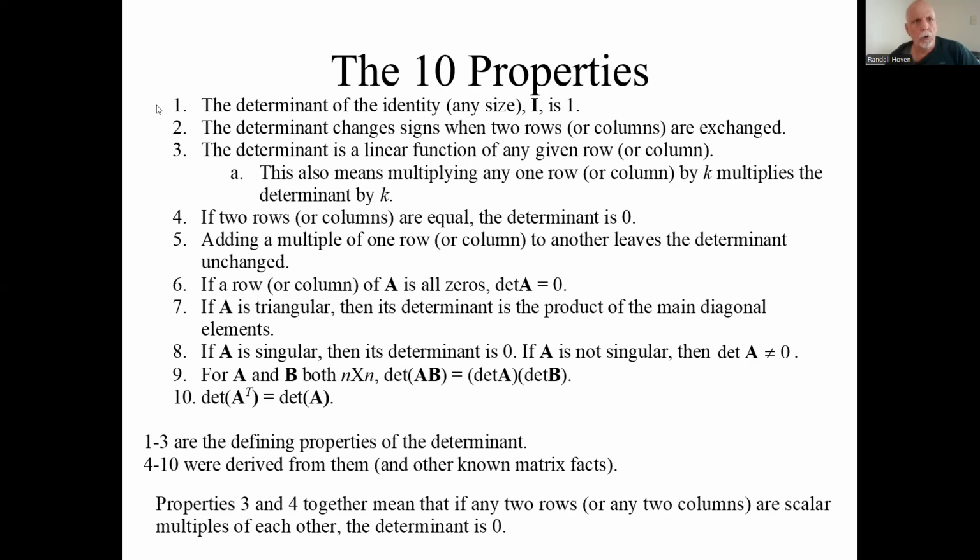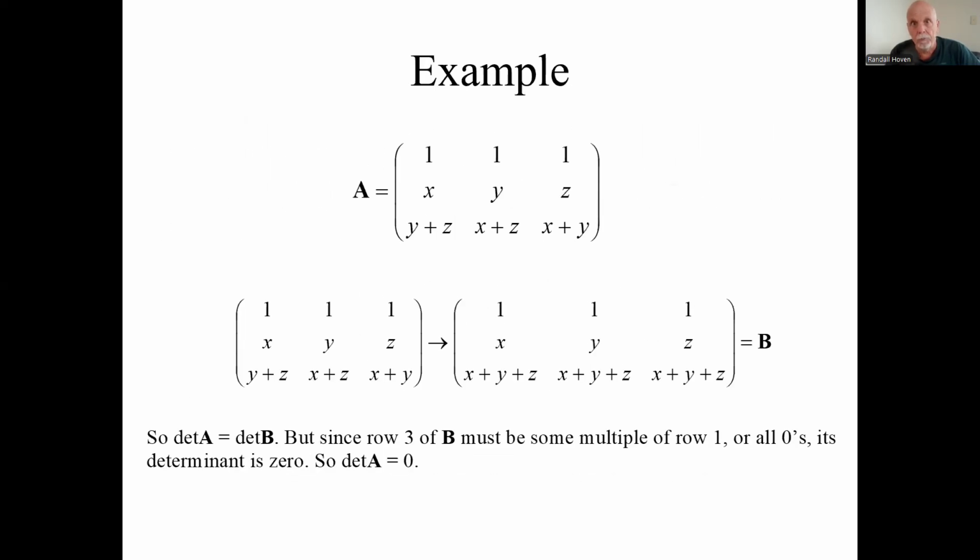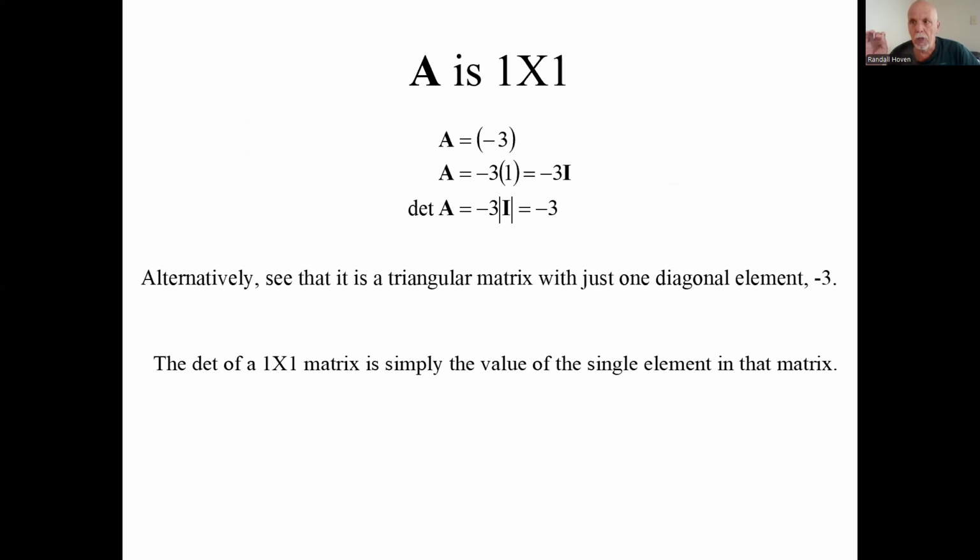Previously, we defined the determinant and derived a bunch of properties from it, or defined the properties and then derived other properties. And we showed how you could apply those properties. Now, I want to apply those properties to find other ways to calculate a determinant. The first way was basically like Gaussian elimination and using the properties that way.